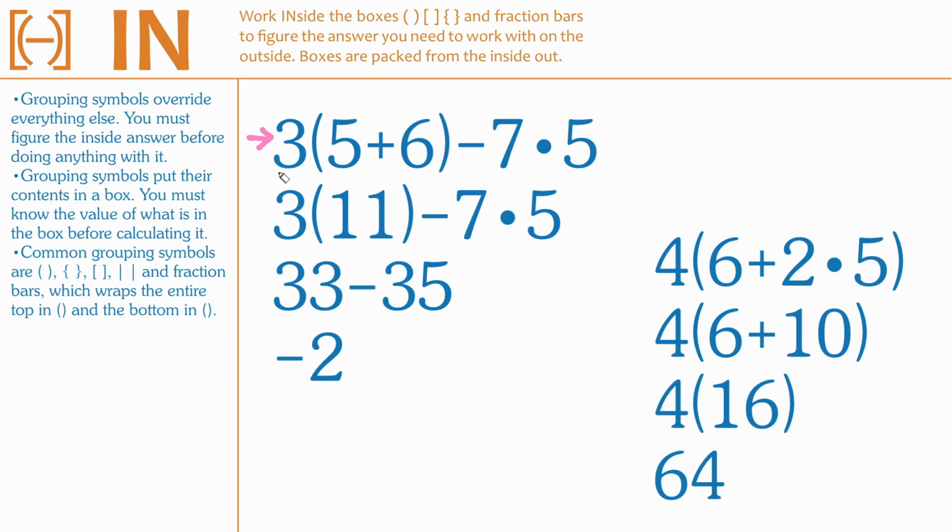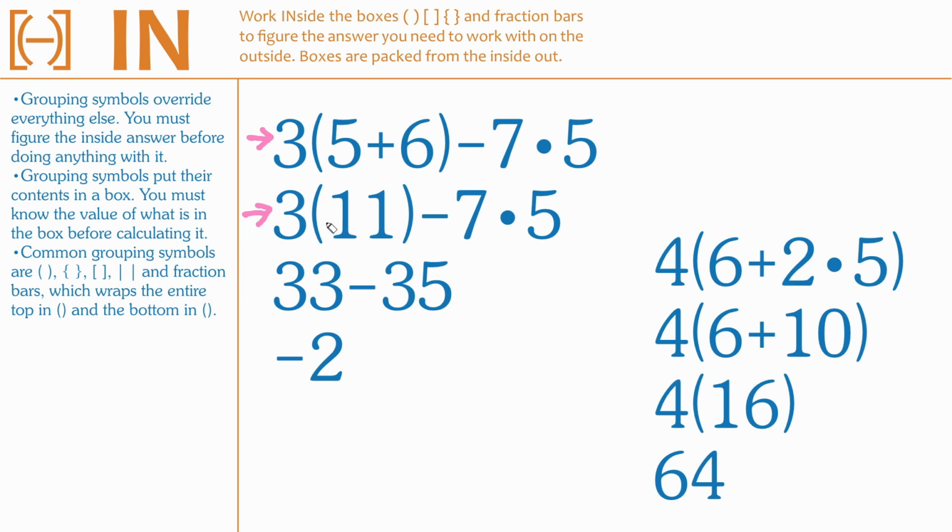And, well, I see the 3 parentheses 5. Let's just make that 15. The box, it's a whole package. It's 3 times the box. It's not just 3 times the 5. It's 3 times the 5 plus 6. So I have to figure that out first, which is 11. Now I can take 3 times the total value, the answer value of the box, and then work with it.